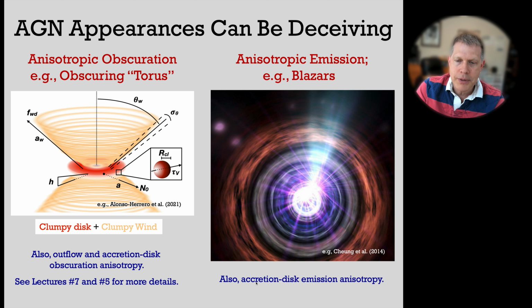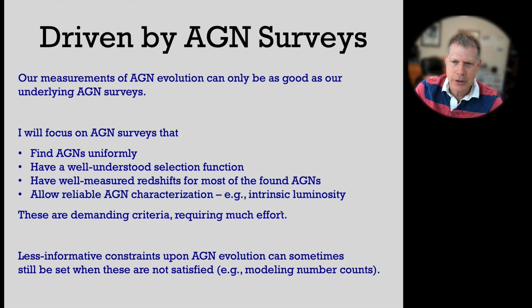There also can, of course, be intrinsic emission anisotropy of the AGN accretion disk. The accretion disk likely has some limb darkening effects. These have to be taken into account if you try to measure intrinsic luminosity. So reliable AGN characterization is a challenging thing.